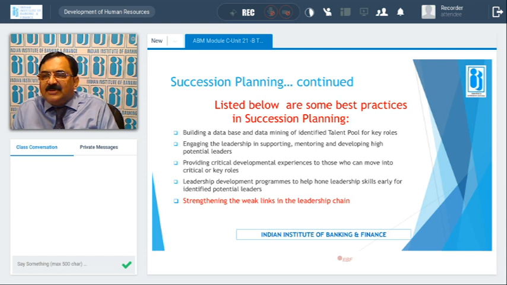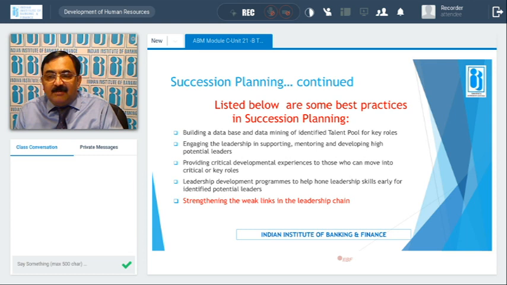Okay, listed below are some of the best practices. So let us look at some of the best practices in succession planning. Now, building a database and data mining of identified talent pool for key roles. So we have to proactively build a database of such talent who can be groomed for future roles. Engaging the leadership. Now, this is also a very empowering method. Engaging the leadership in supporting, mentoring, and deploying high potential leaders to play this role. Supporting and mentoring. Sometimes it also involves coaching.